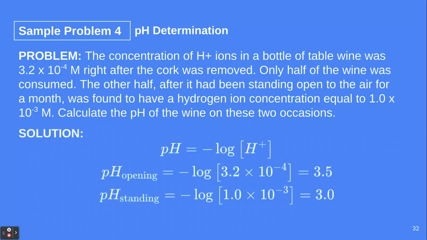All right, here would be your equation. pH is the negative log of your proton concentration. So at opening, the pH was about a 3.5, and then after standing open for a while, your pH was a 3.